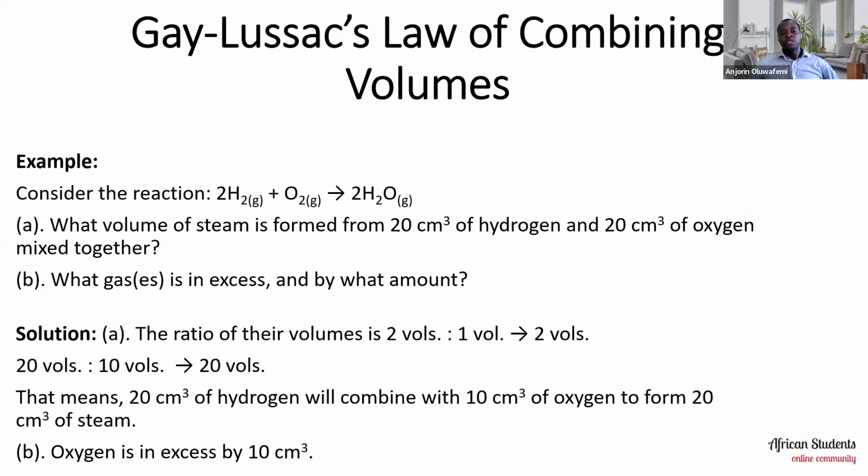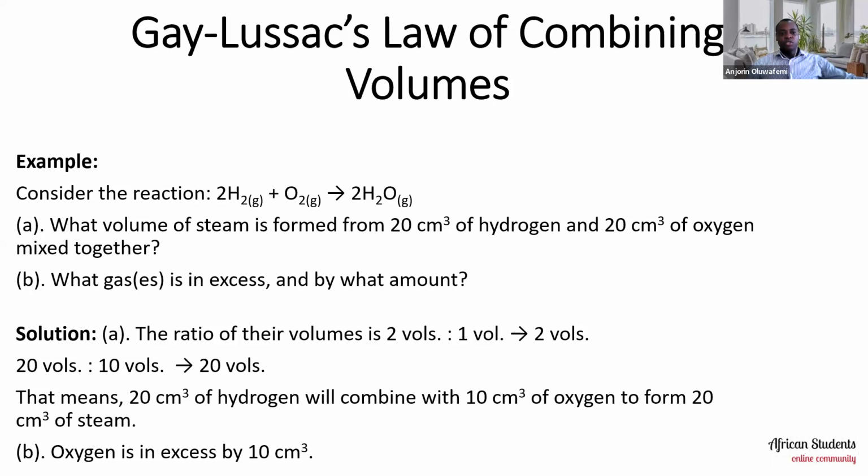So, solution to question A. Now, the ratio of their volumes is 2 volumes against 1 to give us 2 volumes. So, ratio 2 to 1 to 2. So, you have 20 cm cube of hydrogen, and it is combining with oxygen. But this oxygen will be just 10 volumes, because don't forget that it's existing in ratio 1 and hydrogen is existing in ratio 2, to give us 20 volumes of water or steam, as the case may be. Okay, that means 20 cm cube of hydrogen will combine with 10 cm cube of oxygen to form 20 cm cube of steam.